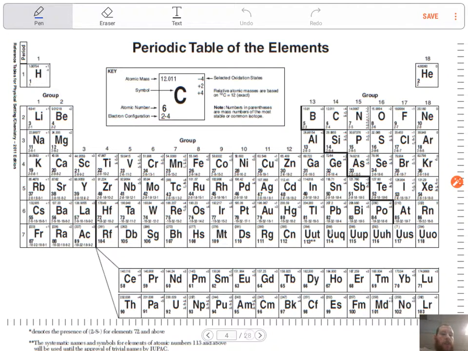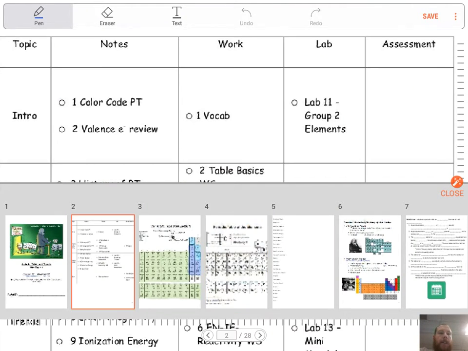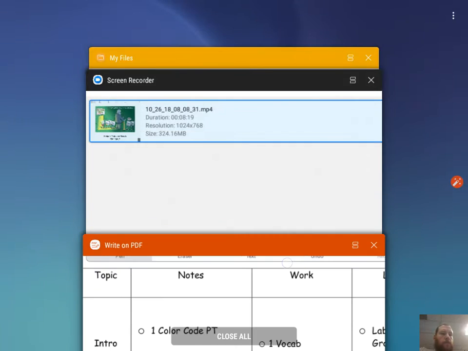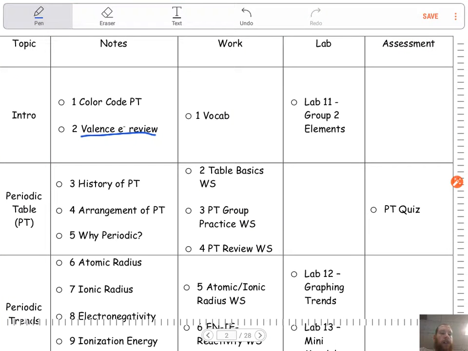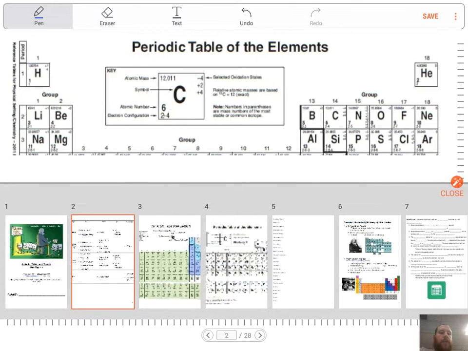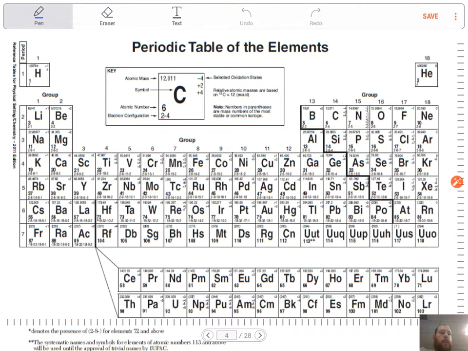This is the one, if you look on your guide, that is going to be the Valence Electron review video. It's going to be a brief one. We are just going to review and recap what we talked about back in Unit 2 with valence electrons, which we've talked about all along. But we're going to look and see how they relate to the periodic table. It's going to make our lives a whole lot easier than having to look them up every single time.